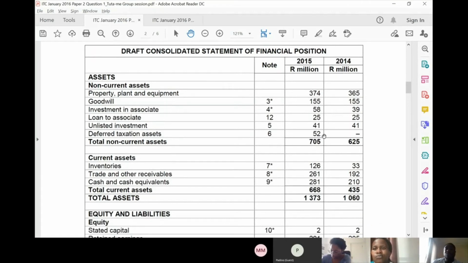Deferred tax asset, cool. We would expect to see a deferred tax asset because they mentioned that they have assessed tax losses. They show here that they didn't have anything last year, so that means it was a new balance.